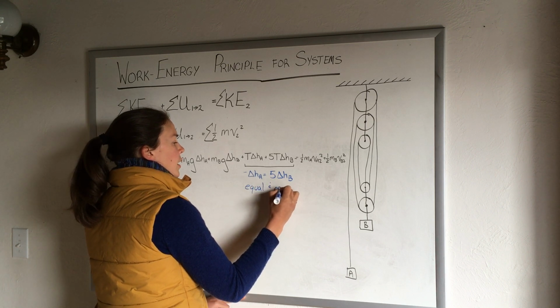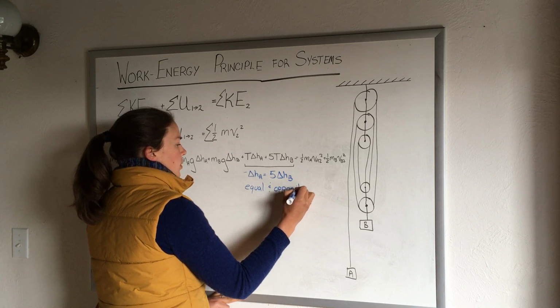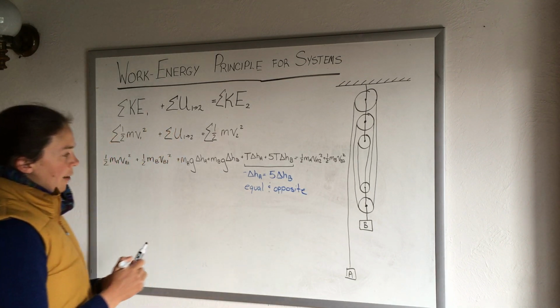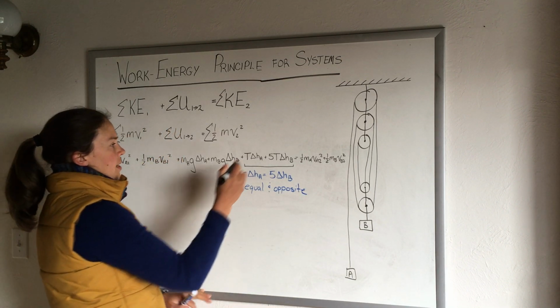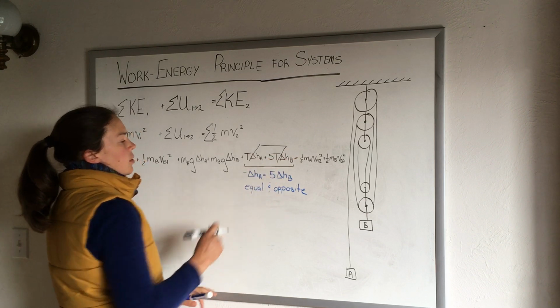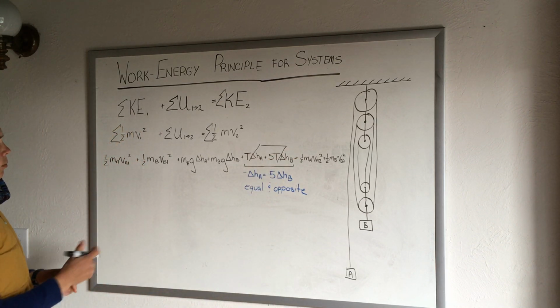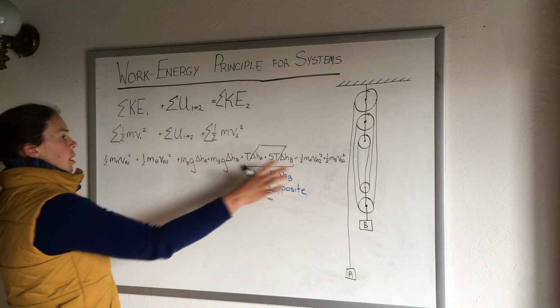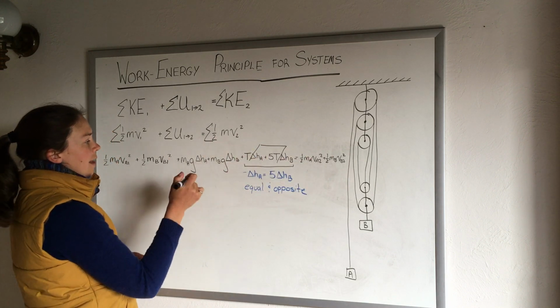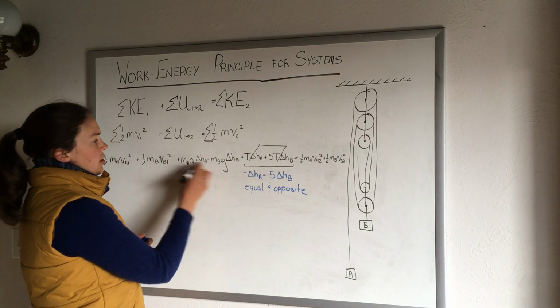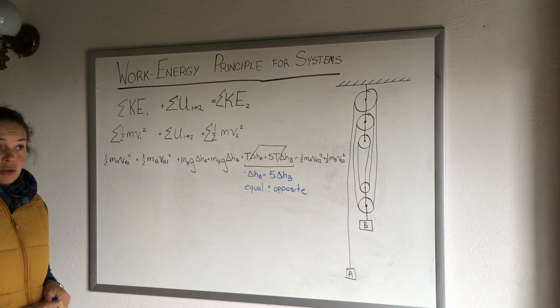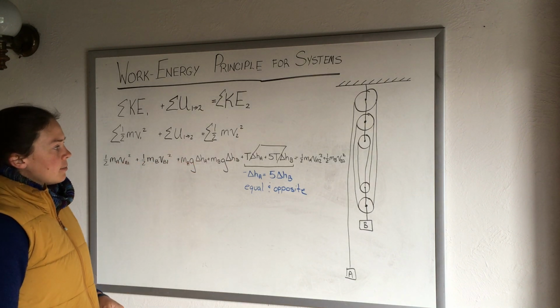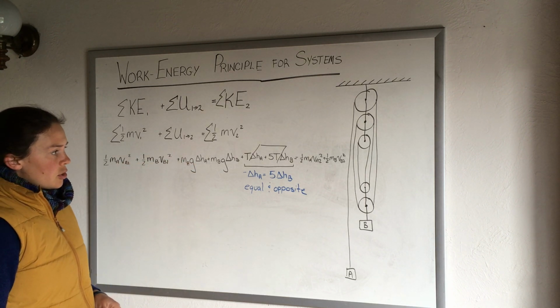And that will be true in every single pulley system. In every single pulley system, the work done by tension will cancel out. We don't have to worry about it. And what we'll be left with is just the kinetic energies of the blocks at the beginning and the end, and in the case of pulley systems, the work done by gravity. So the mg delta h's.